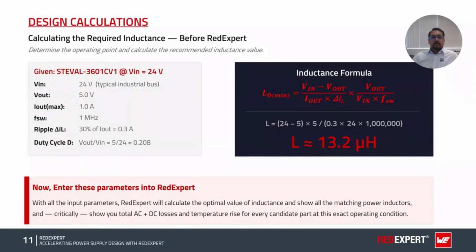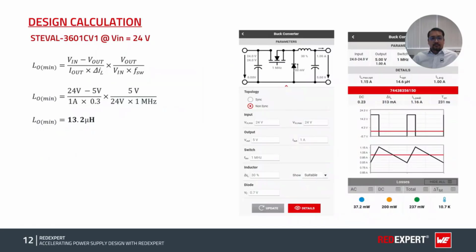But when you have a non-synchronous buck converter in your application and a diode is required, most of the time in this numerical calculation, we forget to consider the diode's forward voltage, but REDEXPERT does not. Let's see this with the same example, considering this as a non-synchronous buck converter, and how it impacts. Here we put the same input and output values, and when we find the inductor value with the help of REDEXPERT, it comes as 14.6 microhenry. But in the numerical calculation, it was given as 13.2 microhenry.